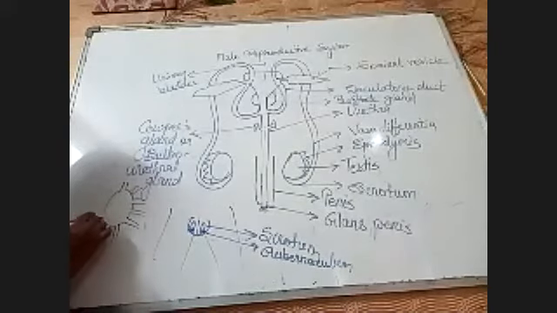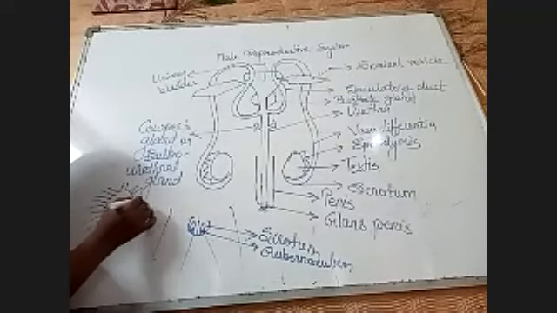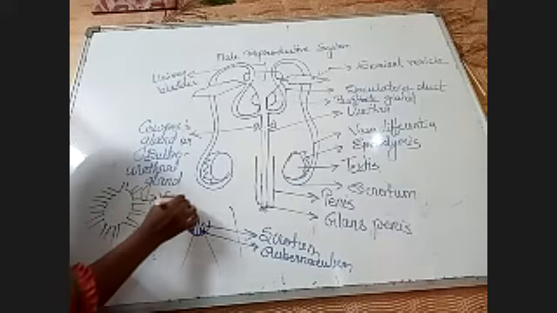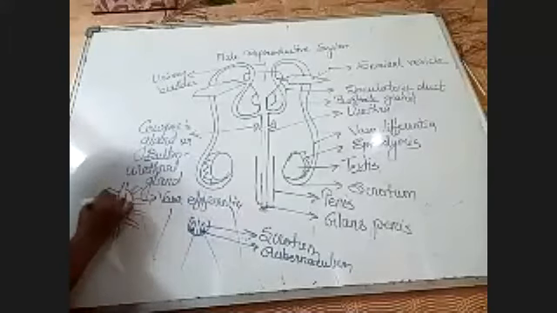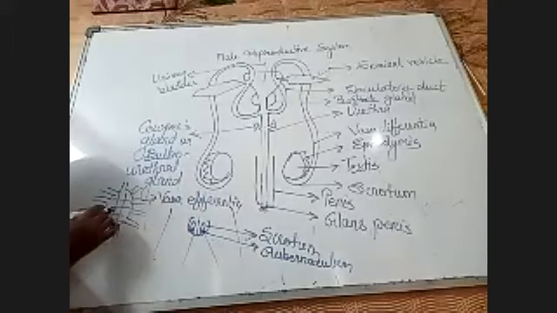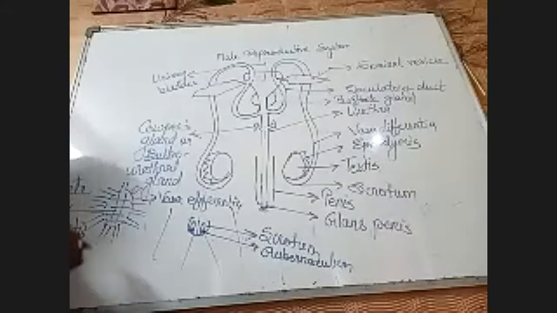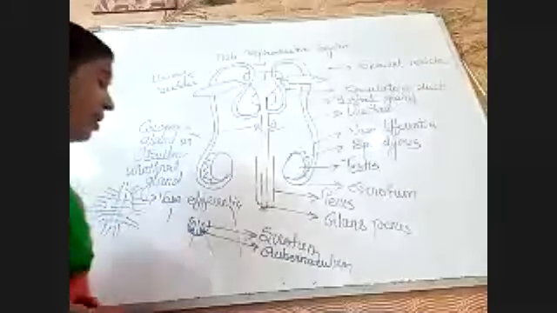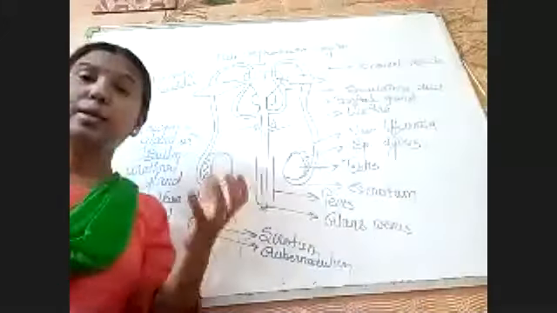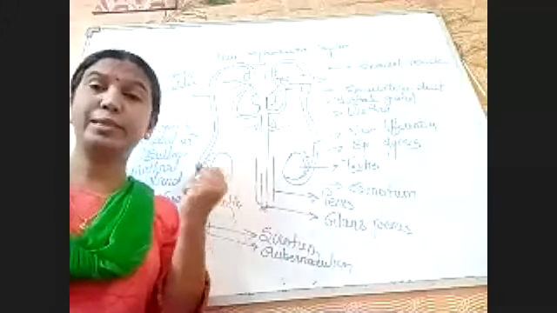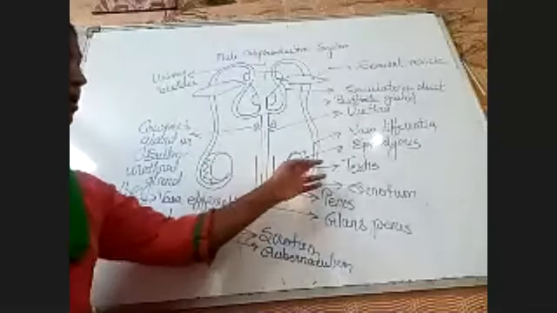Here, from this testis, vasa efferentia arises. This vasa efferentia will form a network, which we call rete testis. Here, this vasa efferentia will receive the sperms from the testis, and they will convey them towards the epididymis.